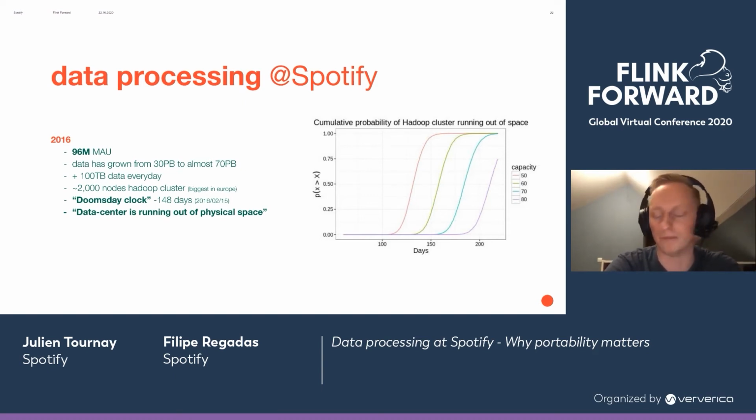So huge problem. And to add on top of that, you could think, okay, I'm just going to add more servers to the cluster, I'm going to be fine. But actually, the data center was running out of physical space. So just doubling the size of the cluster was not exactly an option.